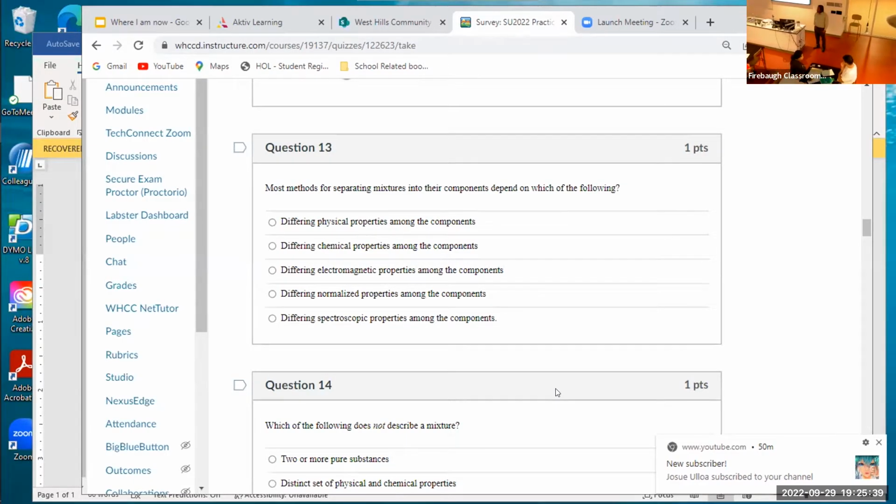It's physical. You have two compounds. One boils at 25 degrees and the other one boils at 100 degrees. Can you separate it? Yeah. Is that a physical property or is that a chemical property? That's a physical property. We have two compounds. One of them is a solid, one of them is a liquid. Can I separate it?